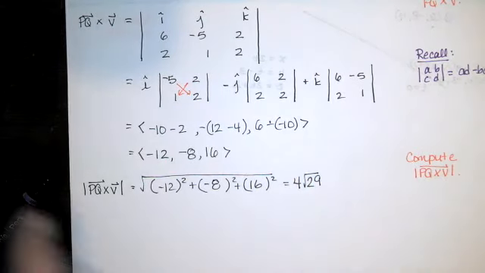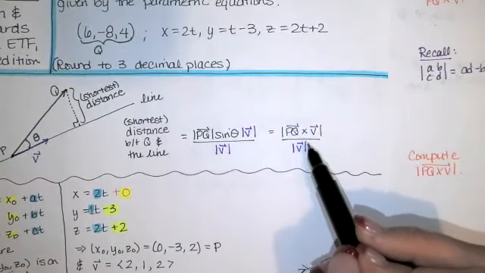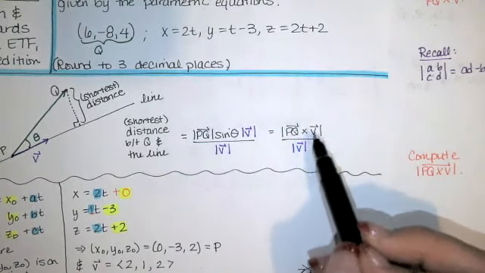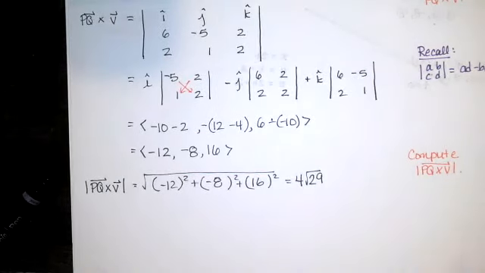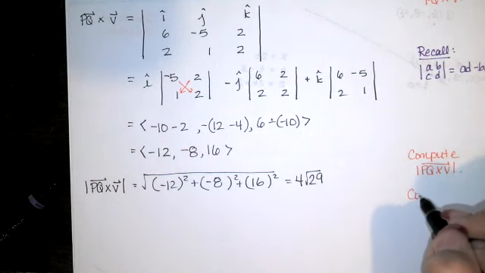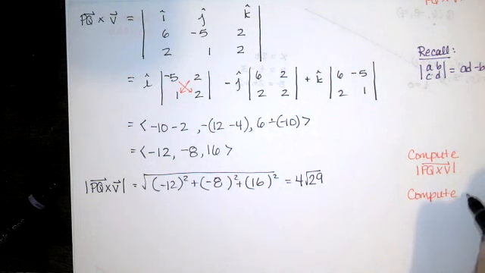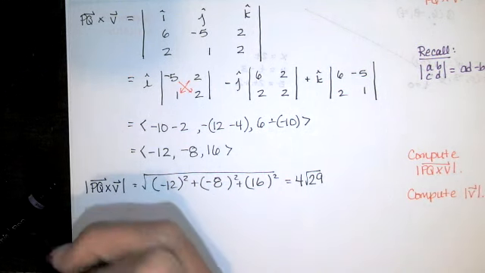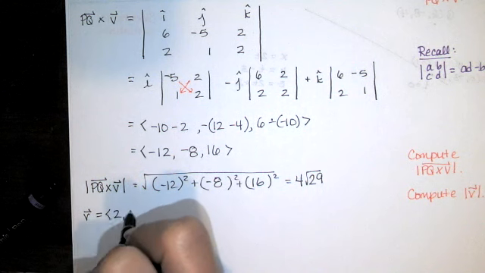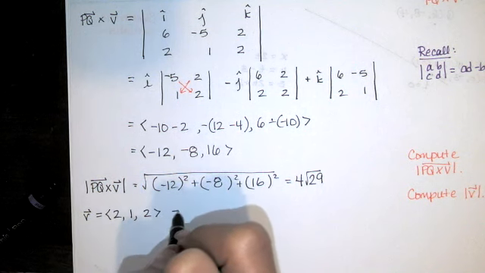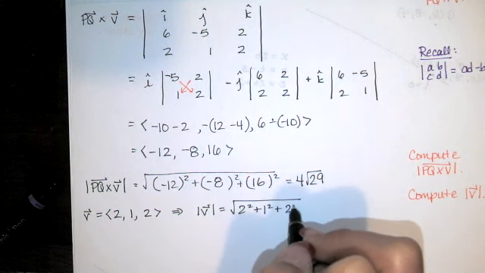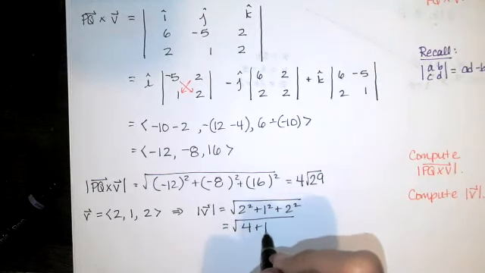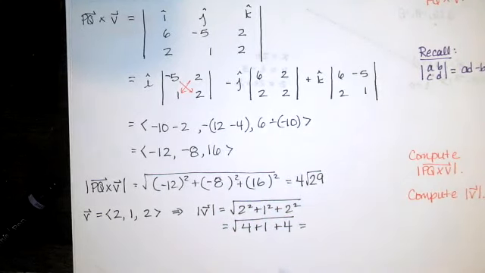Okay, now the last thing we need, or one of the last things we need, is the magnitude of V. And then we'll take this magnitude and that magnitude and we'll divide them, and that will be the shortest distance between Q and our line. So we're 2 steps away from answering our question. So our vector V had components 2, 1, and 2. So the magnitude of V is given by this. So you've got 4 plus 1 plus 4, square root of 9, which is 3.